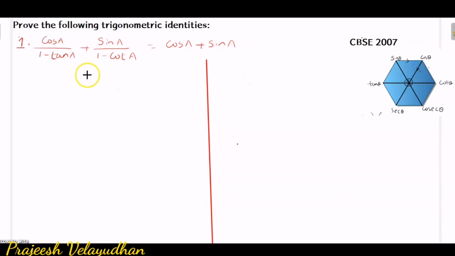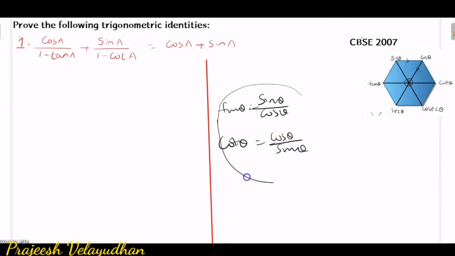So look at here. In 99% of questions which contain tan A, we can rewrite tan theta as sin theta upon cos theta. Similarly, cot theta we can rewrite as cos theta upon sin theta. In most questions, tan theta and cot theta can be rewritten as sin theta by cos theta and cos theta by sin theta. The same idea we can try here also. So look at the magical hexagon: tan theta is sin theta by cos theta, similarly cot theta is cos theta upon sin theta. So now I'm going to apply that.